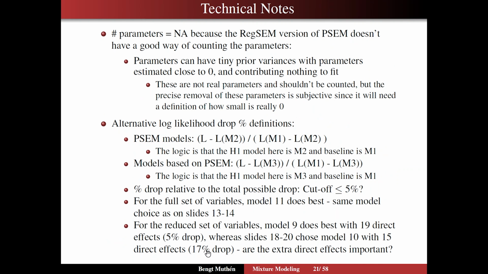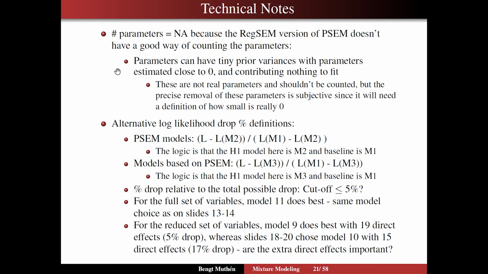Now slide 21 gives some technical notes here. First, we talked about a number of parameters for PSEM earlier, and I wrote not available, which means that you don't get BIC either, because that is based on the number of parameters. And that's because when you do a RegSem, that is PSEM applied to models that are identified, but that you want to simplify, that doesn't have a good way of counting the parameters.